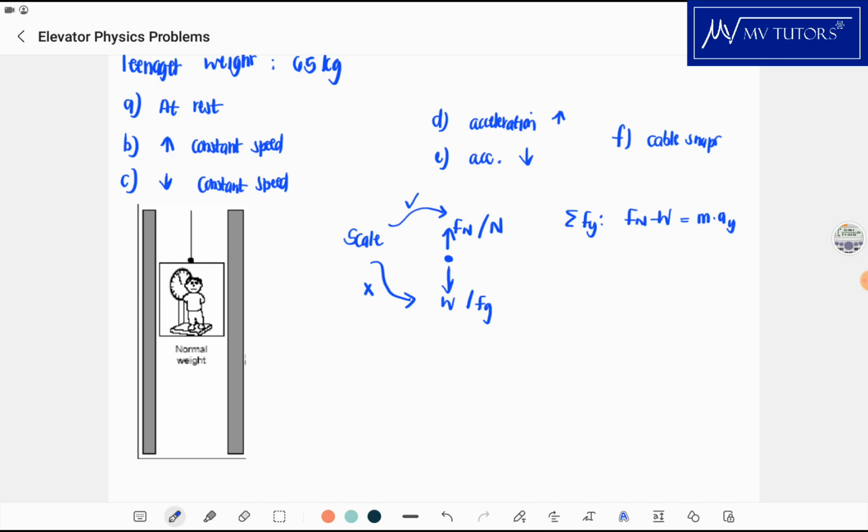Our normal force, remember we said the scale reads the normal force. So you want your formula to be in terms of your normal force. You have your mass times the vertical acceleration plus your weight force. And what is our weight force? It's your mass times gravitational acceleration. If I take out the common factor, I'm left with the acceleration in the y direction plus gravitational acceleration. That is the main formula that you're going to use when we answer all these questions. Please don't forget this formula.